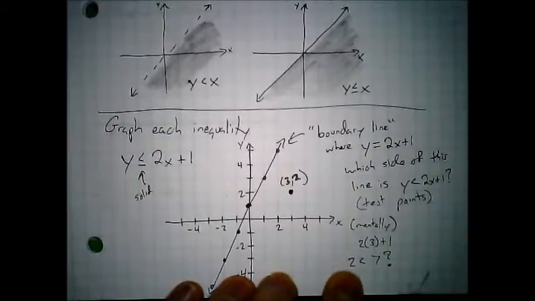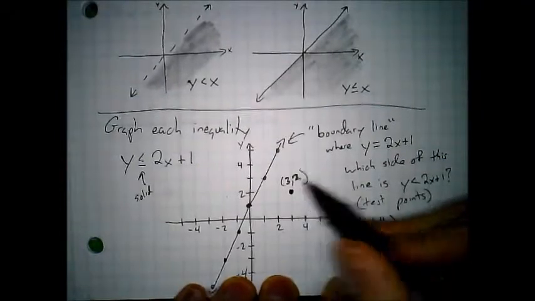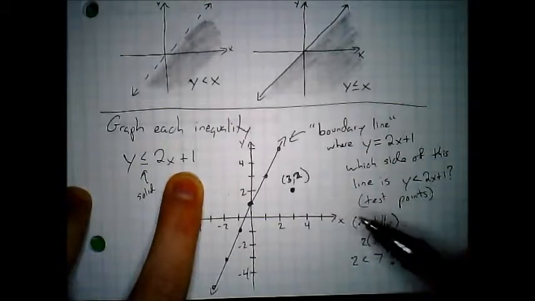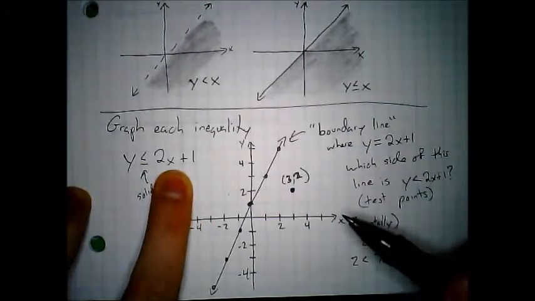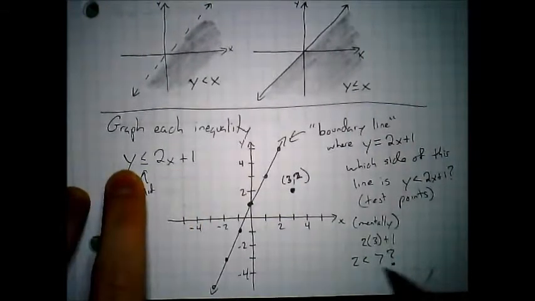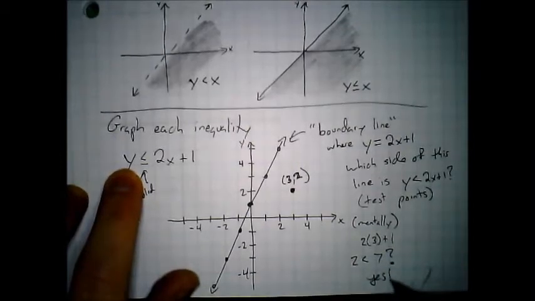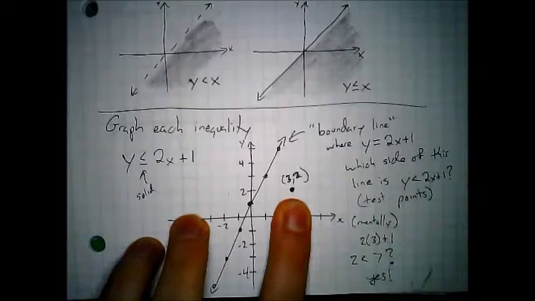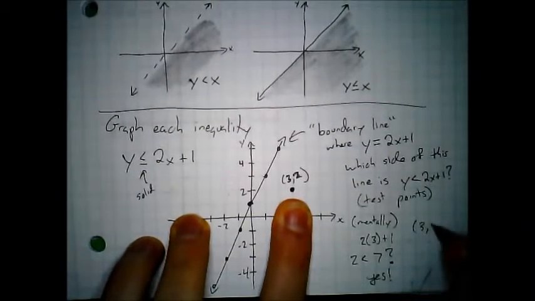This was our y. Y is 2. Is this less than 2x plus 1, if x equals 3? So we do 2 times 3 plus 1 is 7. Is 2 less than 7? Yes, of course. Well, what does that mean? That means this point (3, 2) is a solution. Again, we don't ever write this, but this is what it means. (3, 2) is a solution.